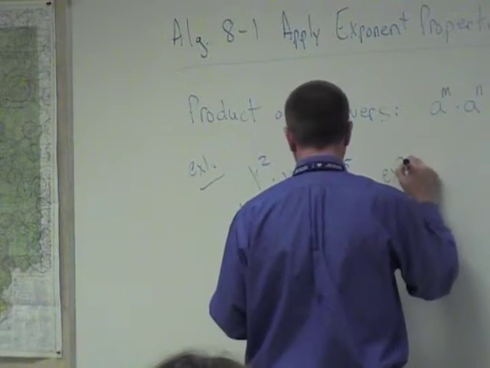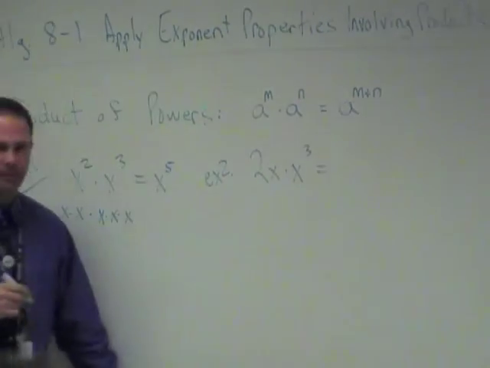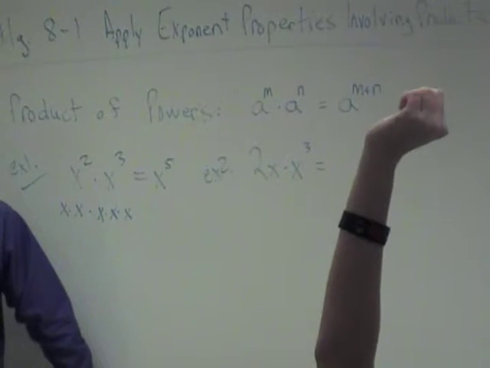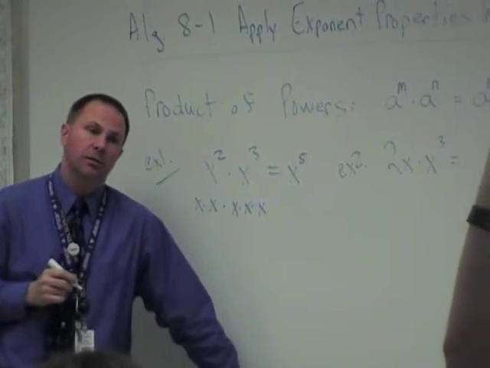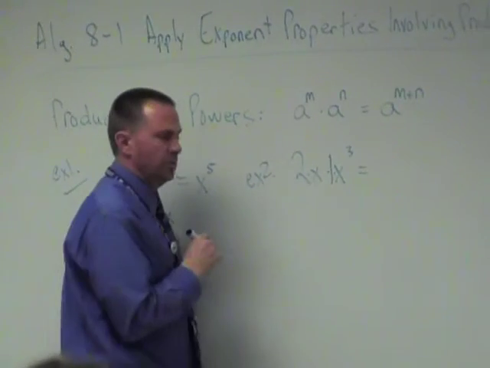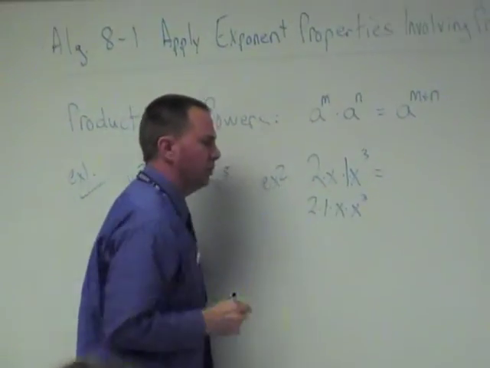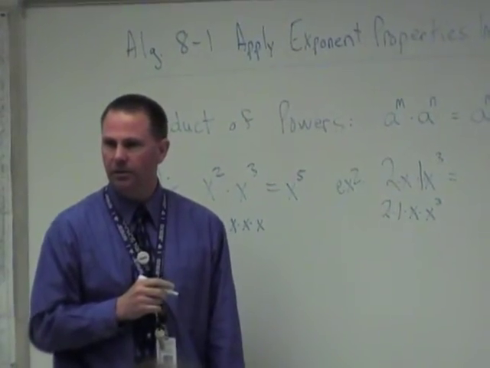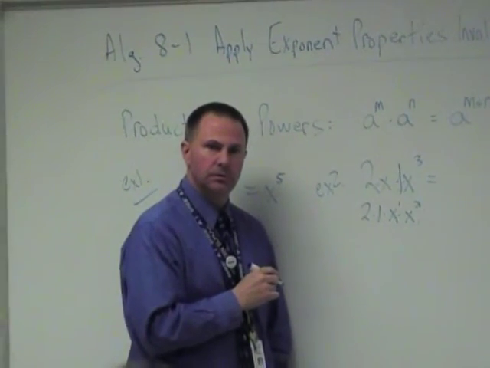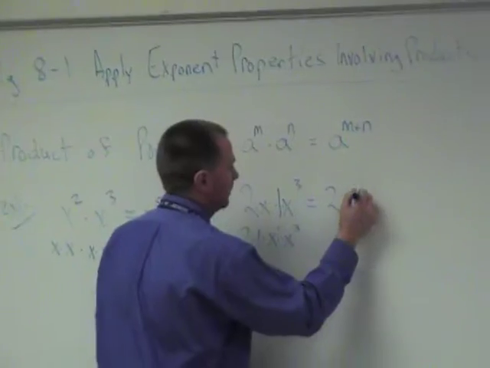Example 2. 2x, now we have a coefficient, times x cubed. First of all, what's the coefficient in front of x cubed? Really, this is all just multiplication between everything, and the commutative property says I can rearrange everything. You don't have to do this. I'm just showing you that it all is the same thing. This is 1 for an exponent, so what is my answer? 2x to the 4th. Good.